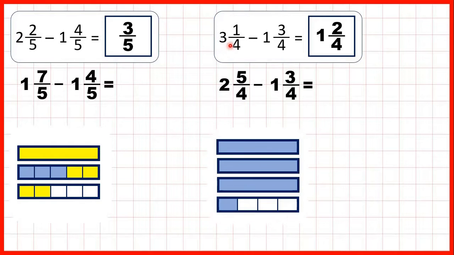Next we had 3 1/4, so 3 wholes and 1/4, but when we looked at what we were subtracting, we saw that we needed to subtract 3/4. So we had to exchange one of our wholes for 4 more quarters. That gave us 2 wholes and 5/4. So then we could take away 3/4 and then subtract the 1 whole to give us what's left in blue, which is 1 whole and 2/4.